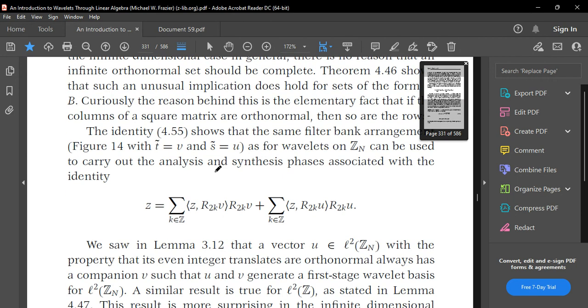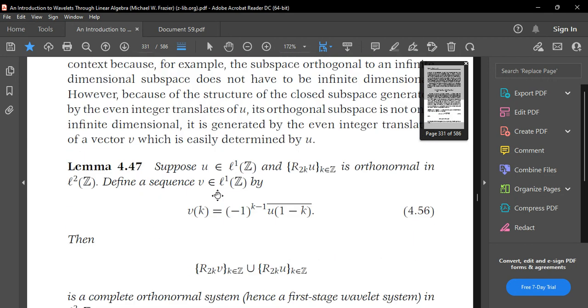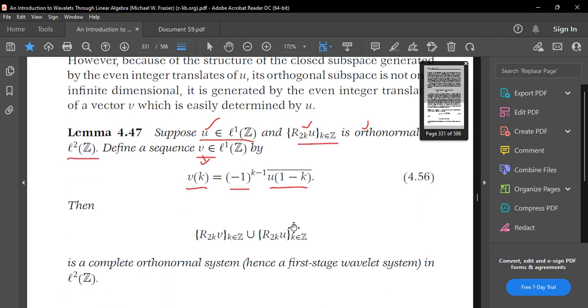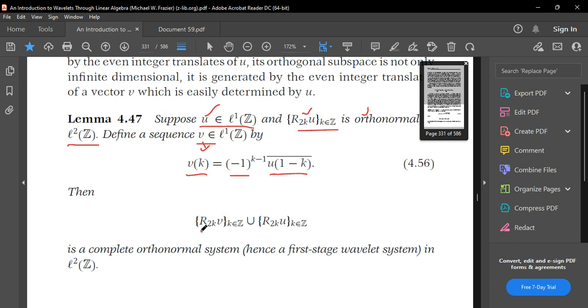Now we will move on to the next lemma. Suppose u belongs to L1 of Z, then it also belongs to L2 of Z. Then R2KU is orthonormal in L2 of Z. Define a sequence V from U. Suppose you take U, and assume that the even number translates of U are orthonormal, then we can define V by V of k is equal to minus 1 raised to k minus 1 U of 1 minus k conjugate. Then these R2k V union R2k U will be a complete orthonormal system.